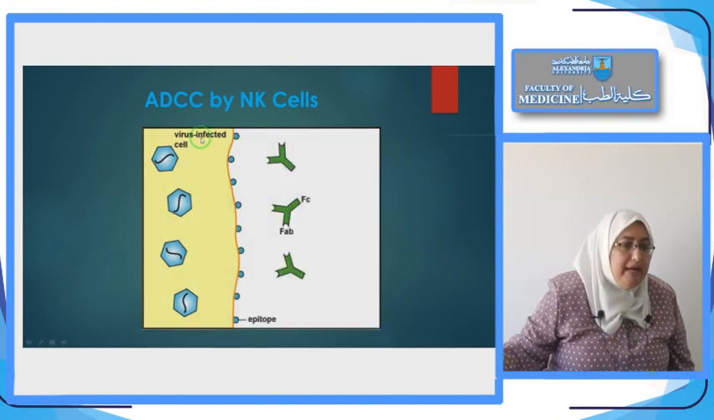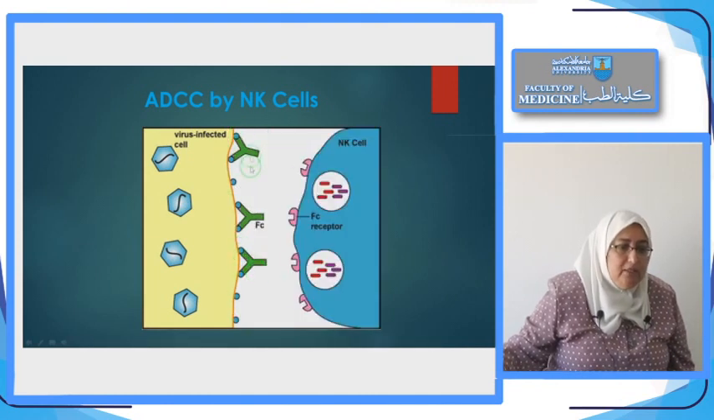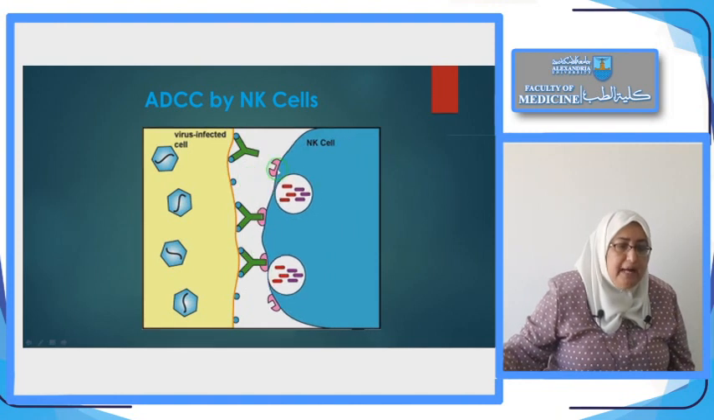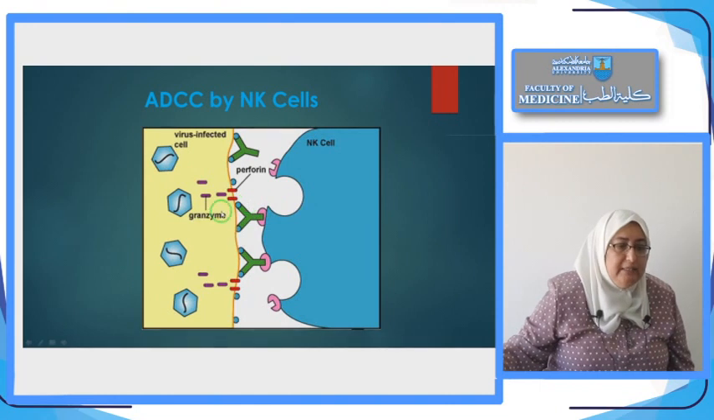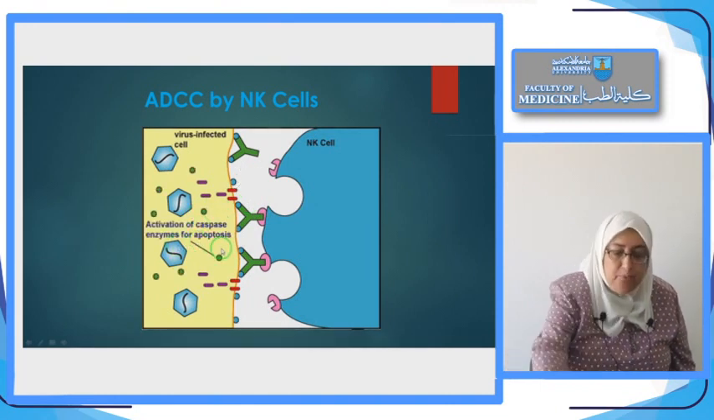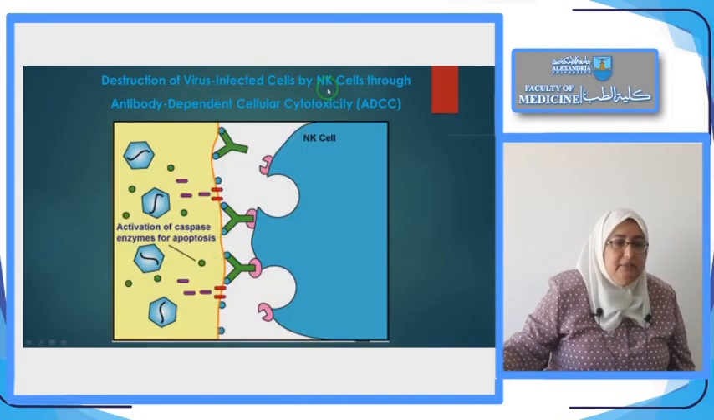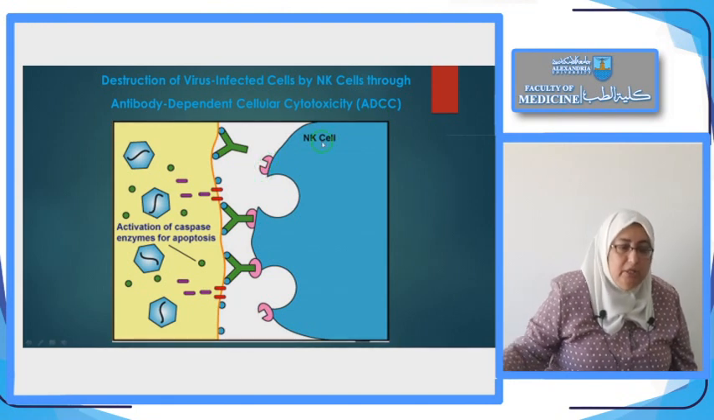This animation here shows a virus-infected cell. The virus produces its epitopes, the most antigenic determinants. Here circulating immunoglobulin binds to the Fc portion of the natural killer cell, which releases its perforins and granzymes, the cytotoxic granules, which activate caspases, leading to apoptosis. Here is the destruction of a virus-infected cell by a natural killer cell through ADCC. Which cell can do ADCC? Any cell which has an Fc receptor, like the natural killer cell.